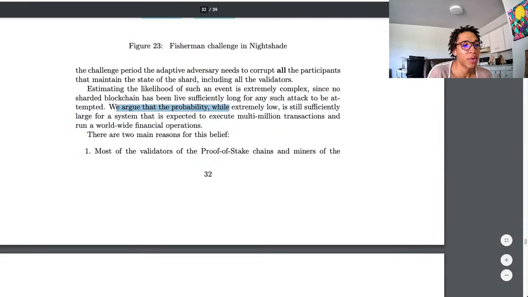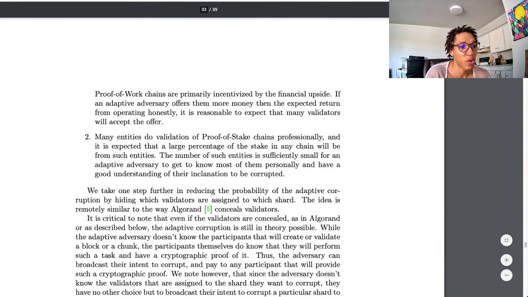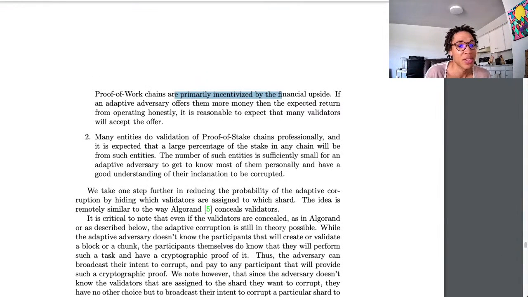We argue that the probability, while extremely low, is still sufficiently large for a system that is expected to execute multi-million transactions and run worldwide financial operations. I would agree. There are two main reasons for this belief. Most of the validators of the proof of stake chains and miners of the proof of work chains are primarily incentivized by financial upside. That's the way things are currently. Makes sense. If an adaptive adversary offers them more money than the expected return from operating honestly, it is reasonable to expect that many validators will accept the offer.